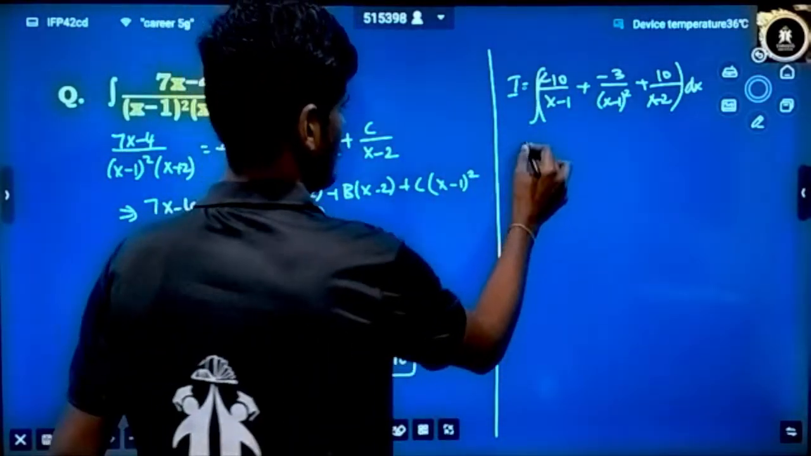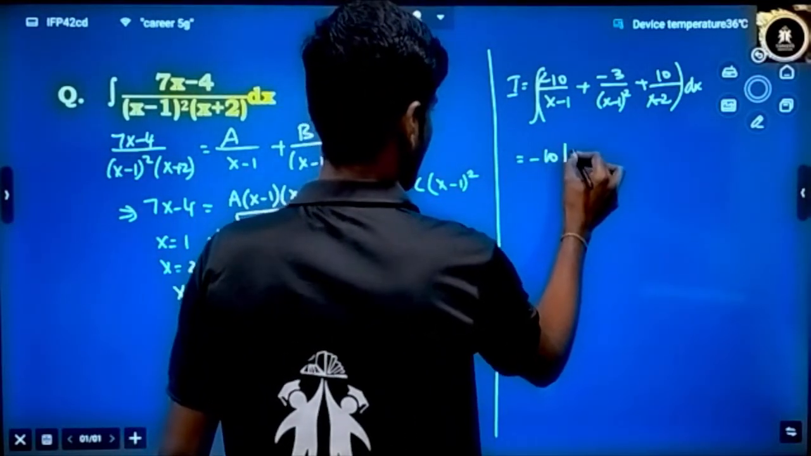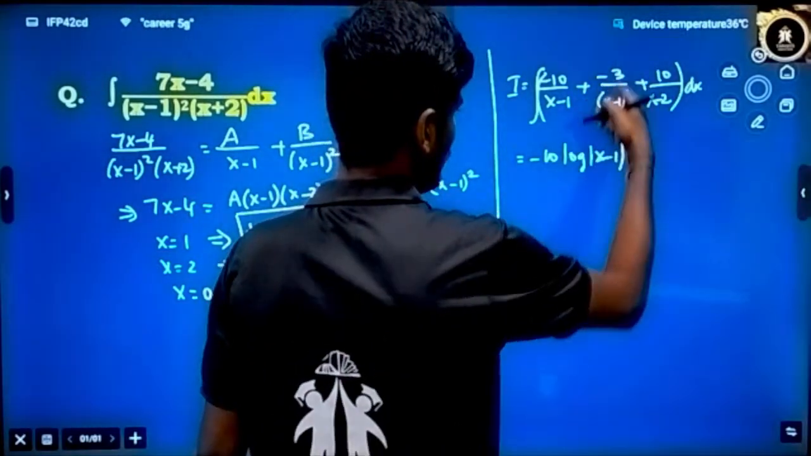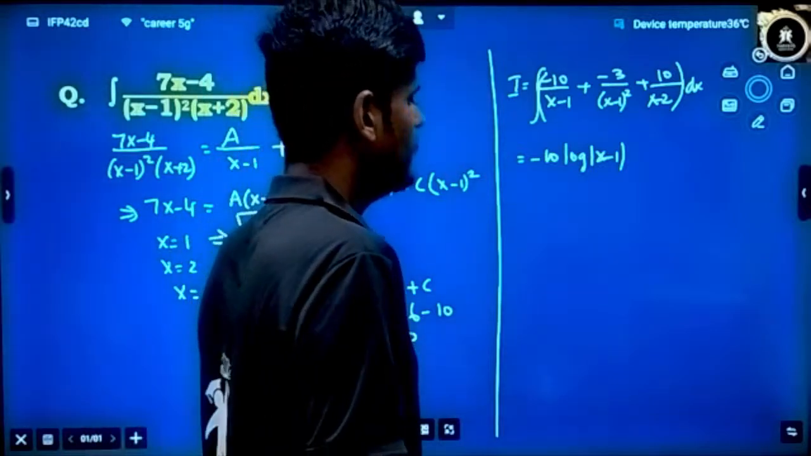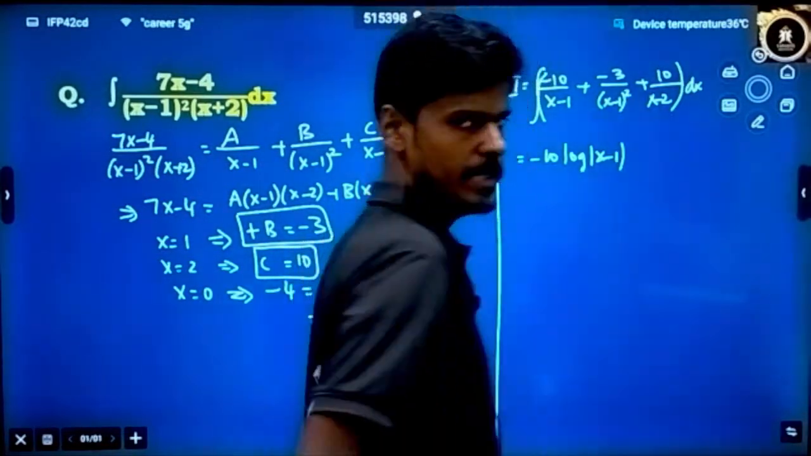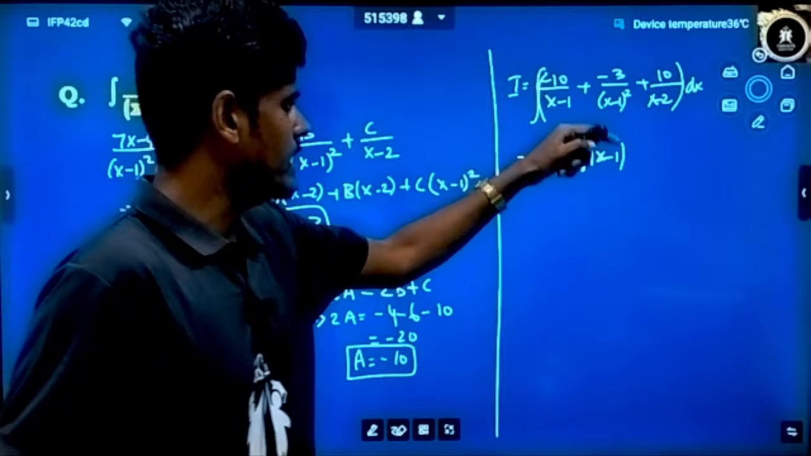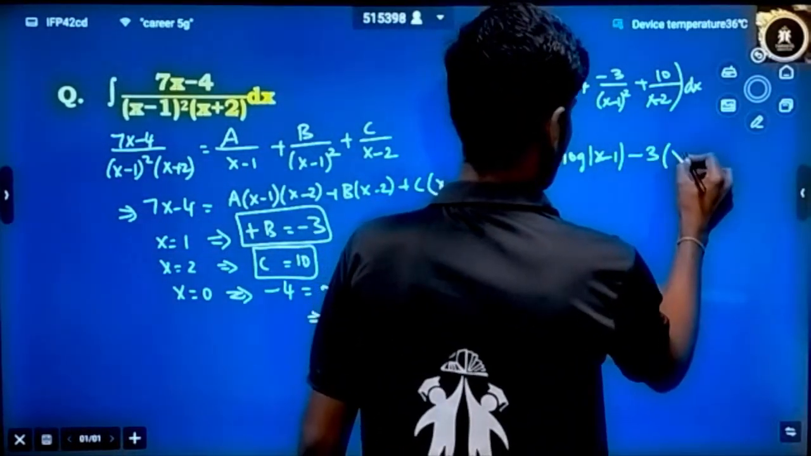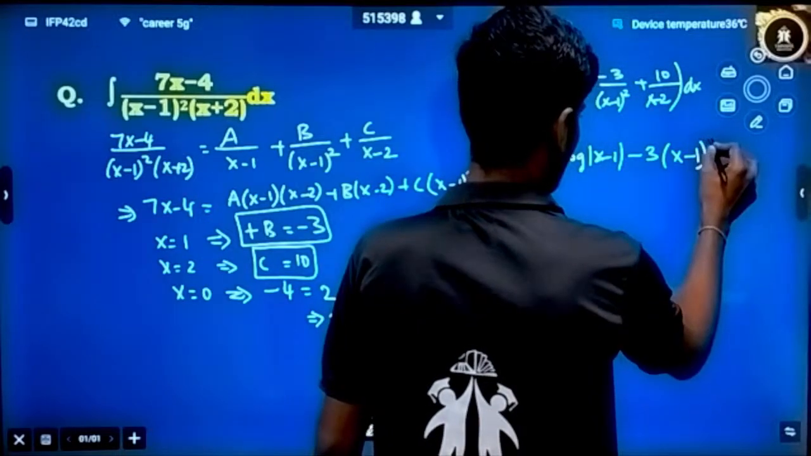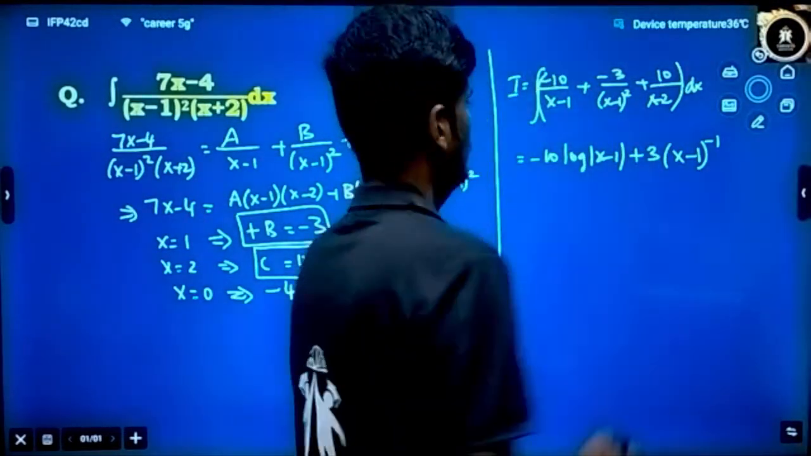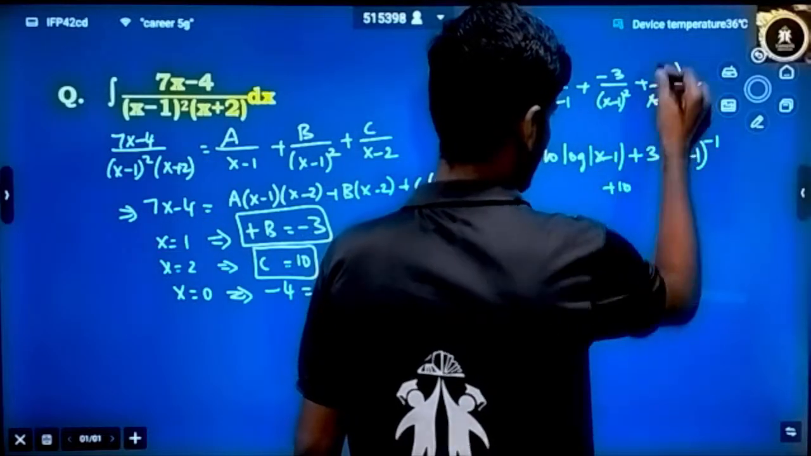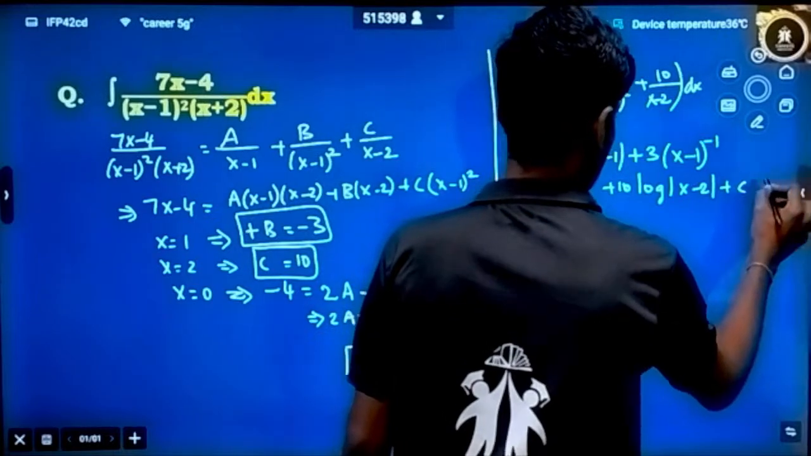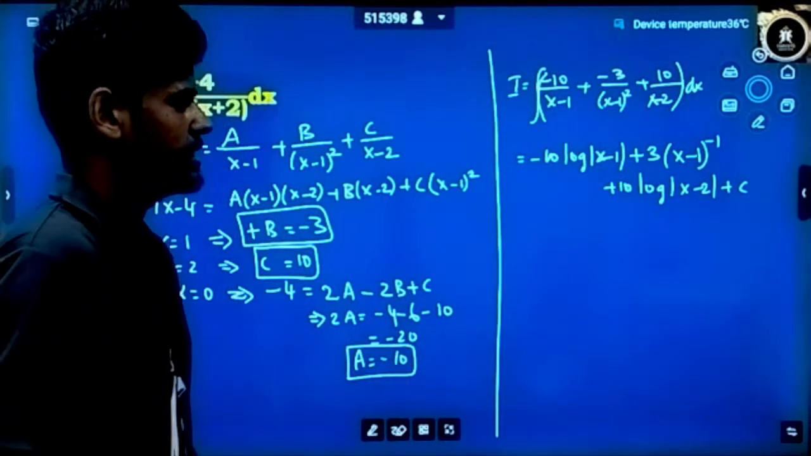What is the integration of the first one? This is equal to minus 10 into log of modulus x minus 1. Next term is dx by x square, that will be x power minus 2, that will be x power minus 1 by minus 1. So we will get minus 3 times x minus 1 power minus 1 divided by minus 1, plus 10 into log of modulus x minus 2, plus c. So this is the final answer.